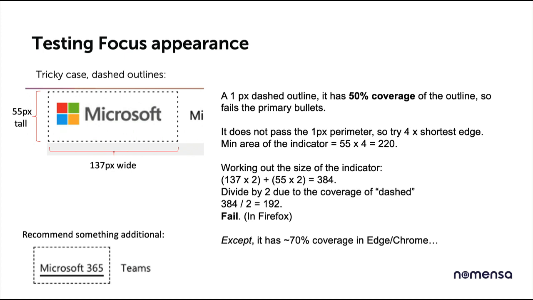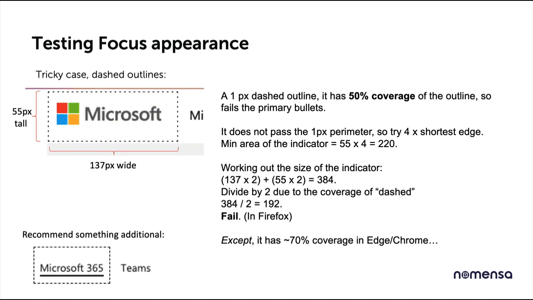When I was testing in Firefox, it was something like 3 pixels on, 3 pixels off, so 50% coverage. So it doesn't pass the perimeter metric, but does it pass the shortest side metric? So 55 pixels tall times 4 is 220 pixels. So is that perimeter at 50% coverage meeting 220 pixels? So working out, the perimeter is 384 pixels, dividing by 2 for that kind of coverage of dashed gives us 192 pixels. Therefore, no, it was just under 30 pixels short.